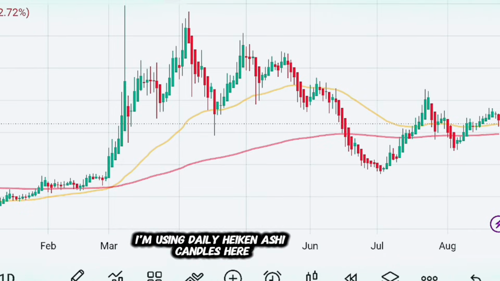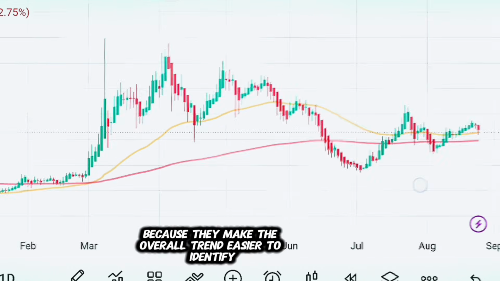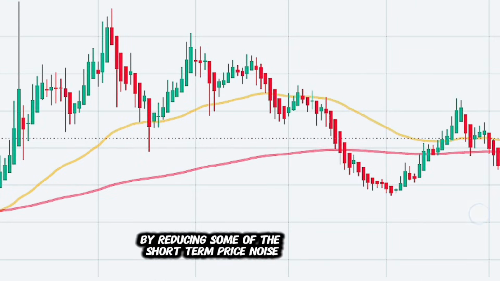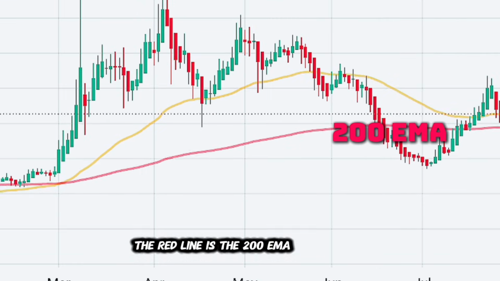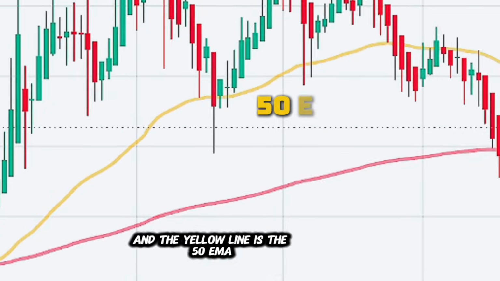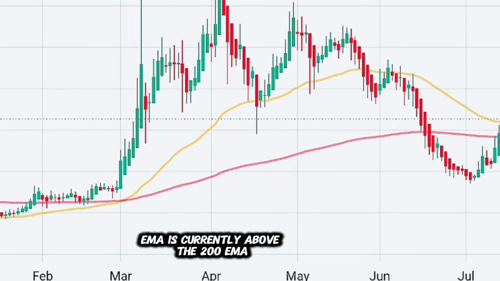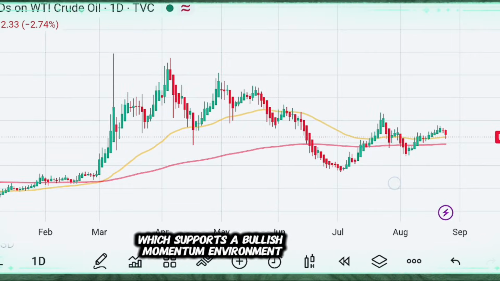This is the crude oil daily Heikin Ashi chart. I am using daily Heikin Ashi candles here because they make the overall trend easier to identify by reducing some of the short-term price noise. The red line is the 200 EMA and the yellow line is the 50 EMA.